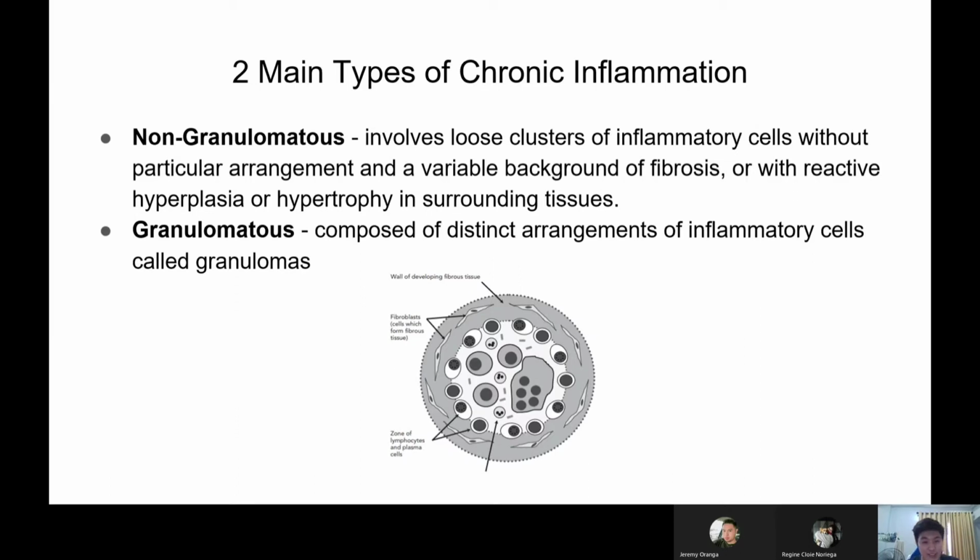So the next type is the granulomatous. It is composed of a distinct arrangement of inflammatory cells called granulomas. As you can see, granulomas are made up of central collections of macrophages, along with other mononuclear inflammatory cells surrounding the macrophages and a rim of fibrous tissue outside.